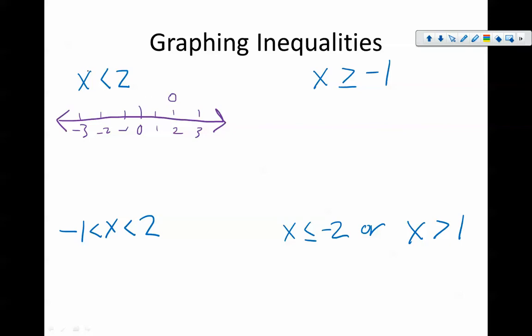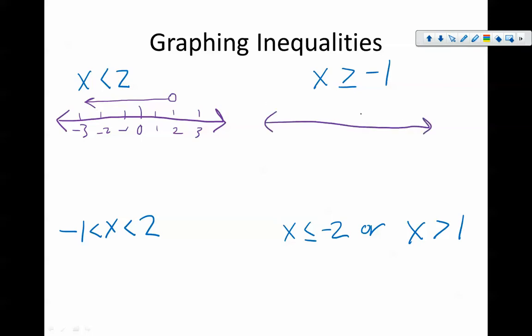Now, the numbers that, if we were to plug them in, make a true statement are going to be all the ones smaller, to the left. So we're going to draw an arrow over there. And so here is the graph of this inequality. Again, 2 is not included, but everything smaller than 2 makes a solution.